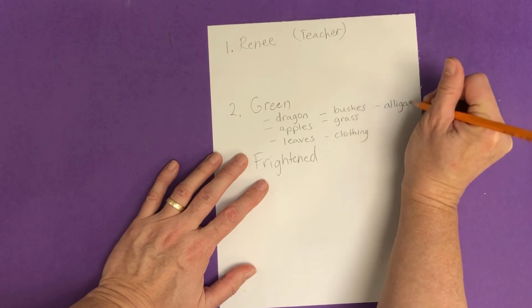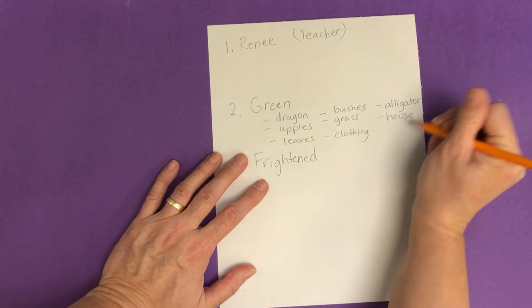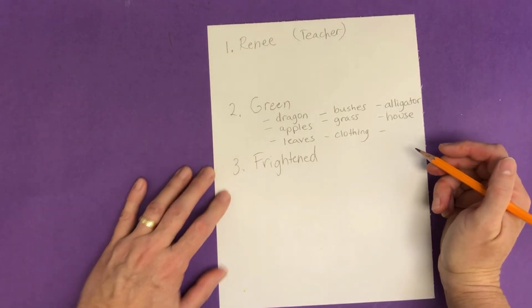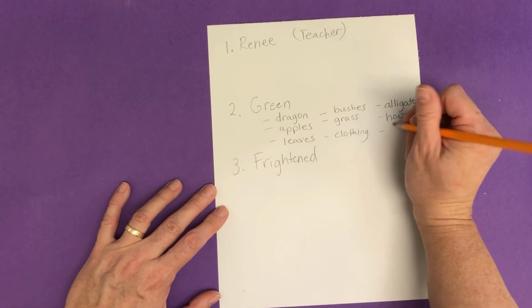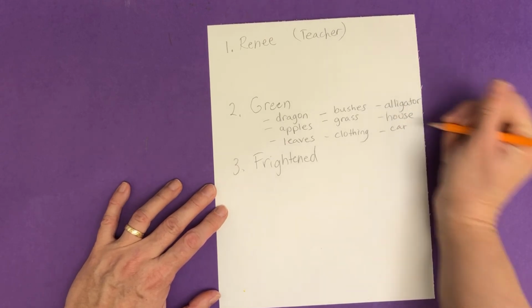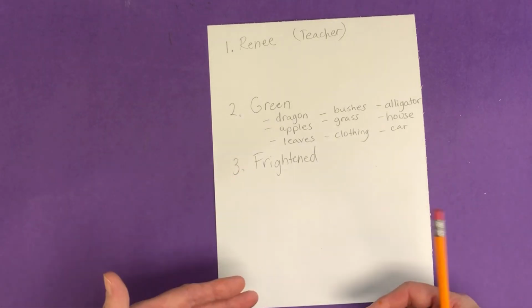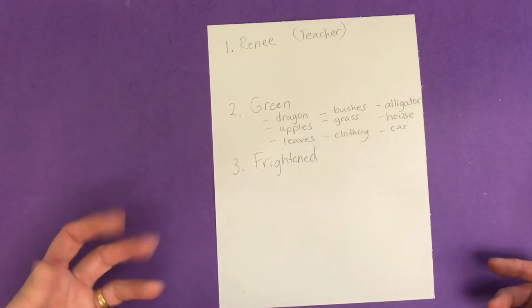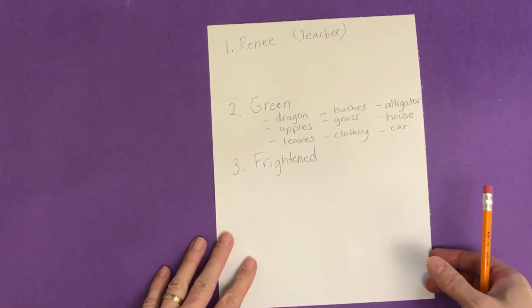Maybe I'm going to add a few more. Alligators are green. Maybe a house could be green. Maybe I could have, let's see, a car green. And then I'm going to pick some of these to put in my picture. Because this was a brainstorming thing, you don't have to use all of these. Some of these would just be great.